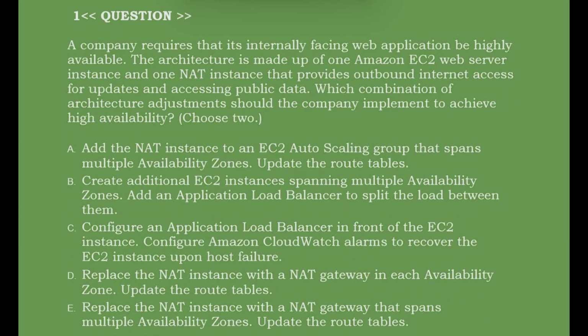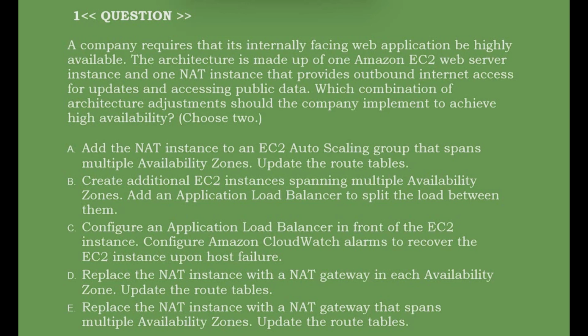Option A: add the NAT instance to an EC2 auto-scaling group that spans multiple availability zones. Update the route tables. Option B: create additional EC2 instances spanning multiple availability zones. Add an application load balancer to split the load between them.